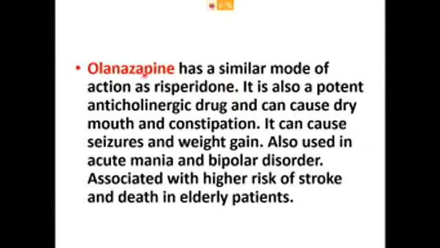And the main problem with olanzapine is they can cause weight gain and metabolic disorders. It's much more common with olanzapine. The metabolic disorders are much more common with olanzapine. They can cause a higher risk of stroke and death. MI, metabolic syndrome are common here. And another specialty of olanzapine is they are used in acute mania and bipolar disorder. Okay, they can replace your lithium.